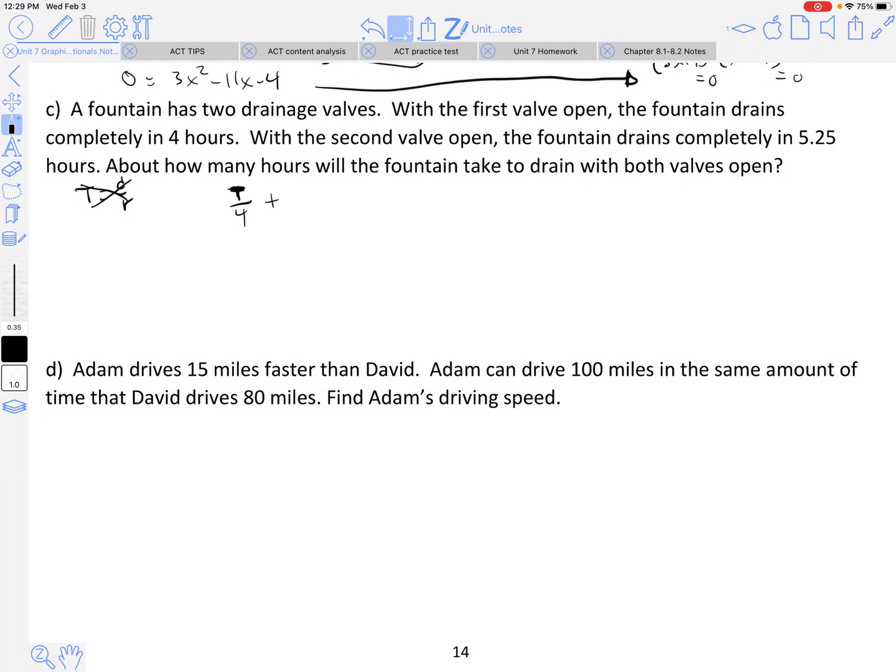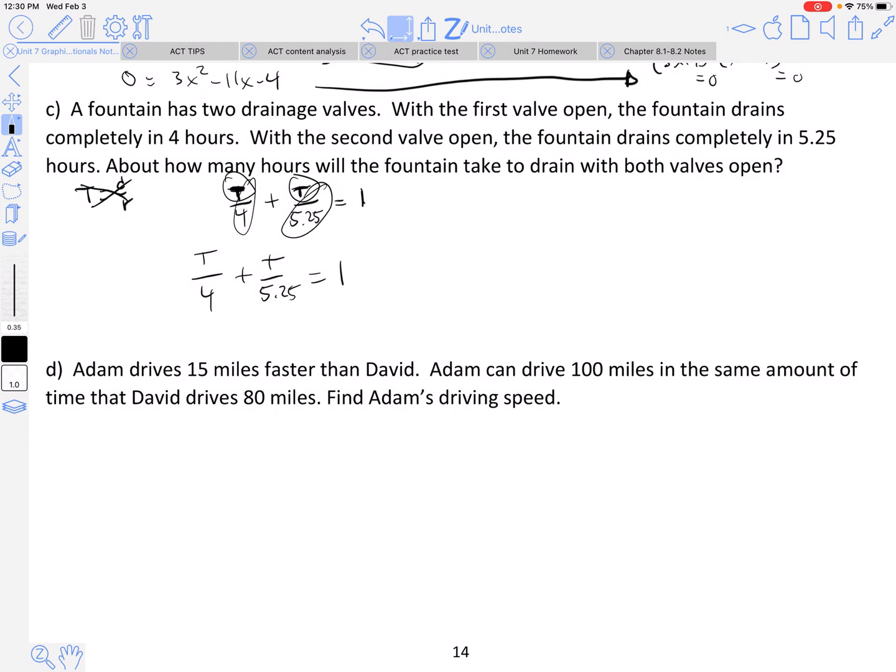Okay, plus the part of the job the other valve is going to do, divided by the rate that it'll take them. And together they should get that whole job completed. Normally he does 1/4 of the job every hour. Normally he does 1 out of 5.25 jobs every hour. So we have their rate, right? So t over 4 plus t over 5.25 will give us the completed job.